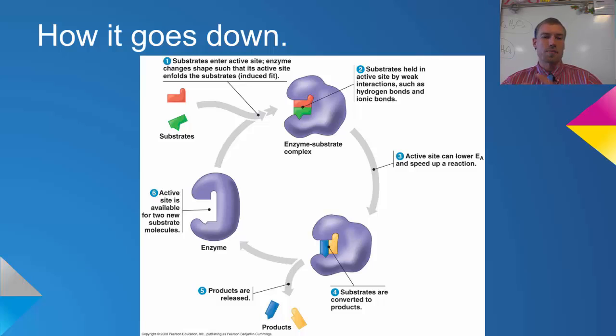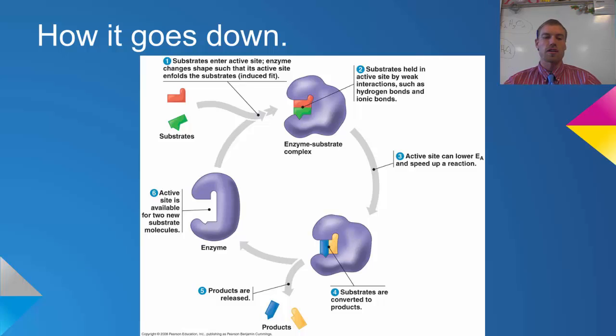So just kind of the process of how this occurs. Again, a substrate enters the active site, or substrates. The enzyme changes its shape, binds to it. They're usually held in there by some sort of weak interaction like a hydrogen bond or an ionic bond, maybe some sort of polar, non-polar interactions. The active site then lowers the activation energy and it helps to speed up the reaction.